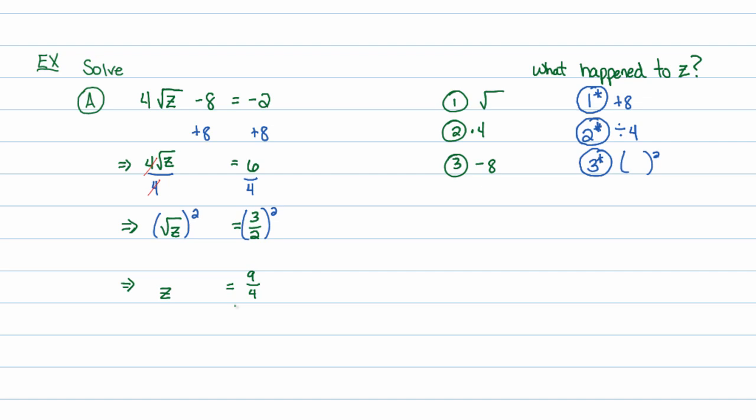Now, always what you should do is check your answer when you end up squaring both sides of an equation. You must check your answers. So please do that here. It'll be a very quick check. Just find out what 4 times the square root of 9/4 minus 8 turns into. Well, the square root of 9/4 is 3 halves, and 4 times 3 halves is 6. 6 minus 8 is negative 2. That works out. There we go. Very quick check. But you have to do it.